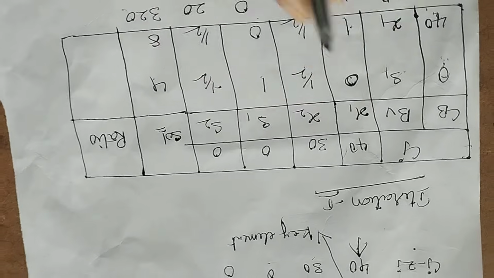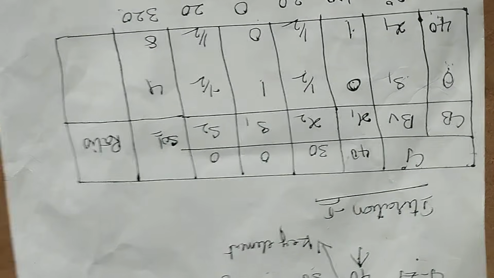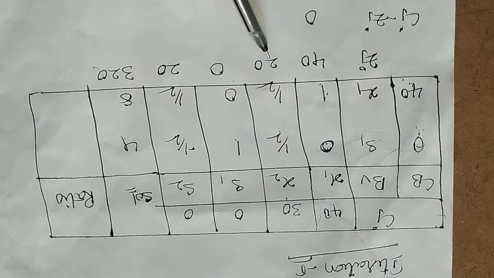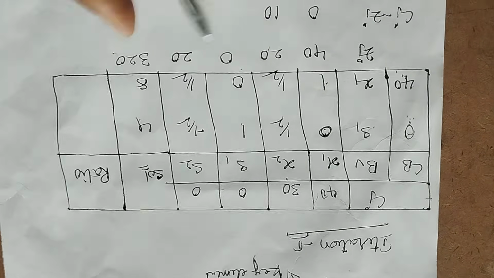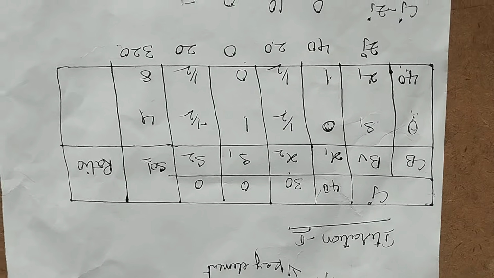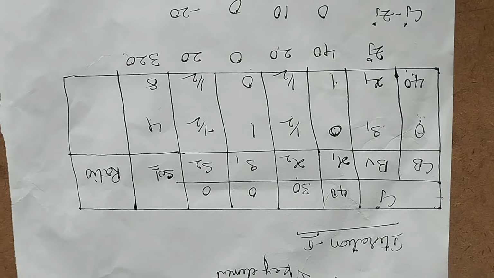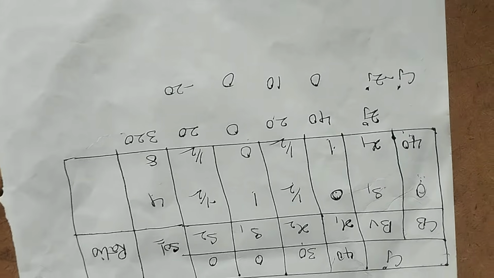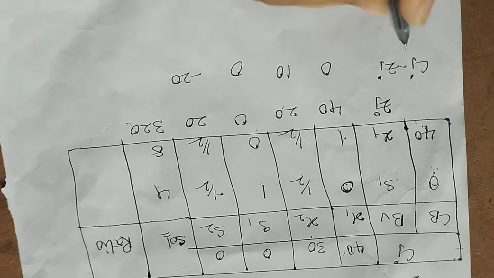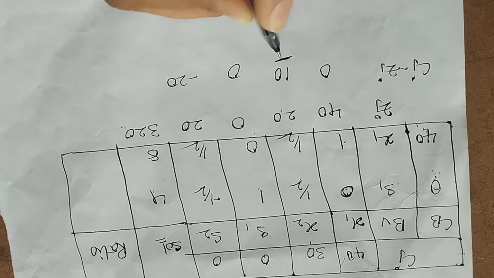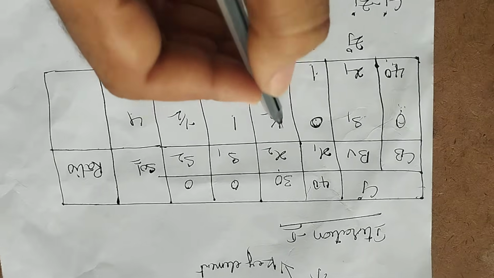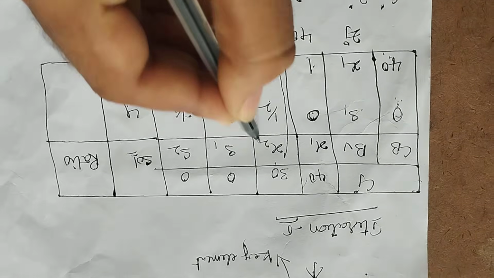Cj minus Zj: 40 minus 40, 0. 30 minus 20, 10. 0 minus 0, 0. 0 minus 20, minus 20. Here, Cj minus Zj is not all less than or equal to 0. One positive number is there, so it will be the entering variable, also called the key column value.